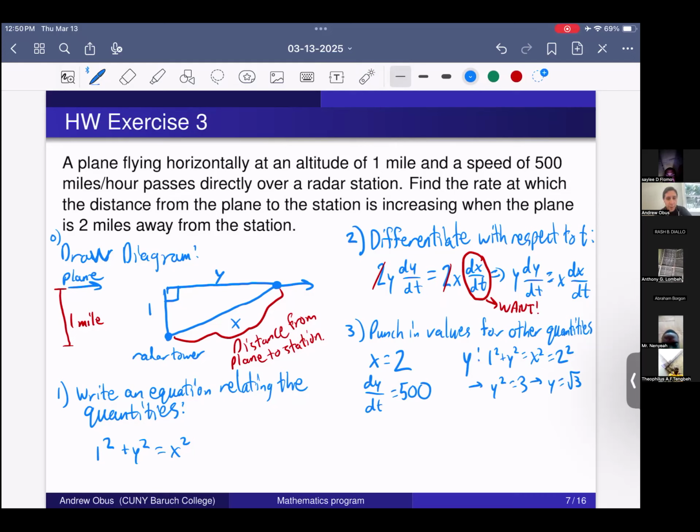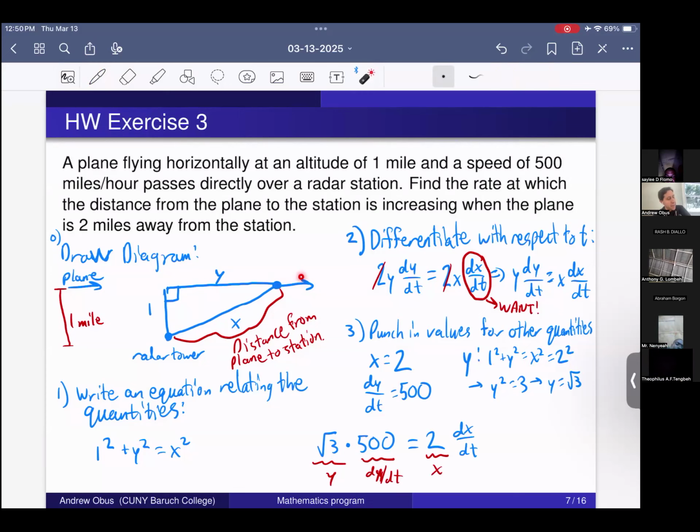And now we can solve the equation. We have square root of 3 times 500, right? Because this is y, and this is dy/dt. It's the derivative. Equals, well, x is 2. That's x times dx/dt. And dx/dt is what we want to solve for. We want to know how fast this plane is moving away from the radar tower. That's going to be an important calculation for air traffic control. You want to know how far the plane is from your tower.